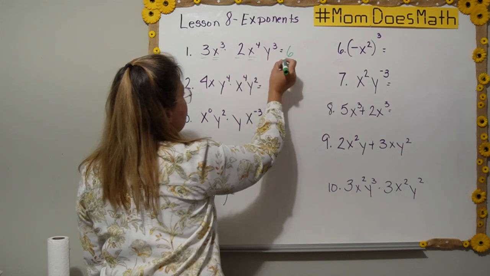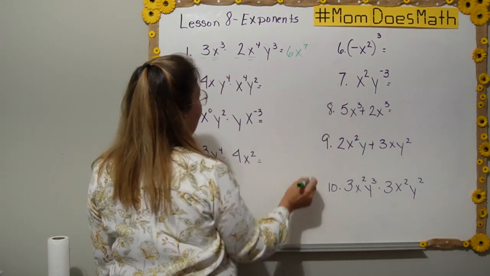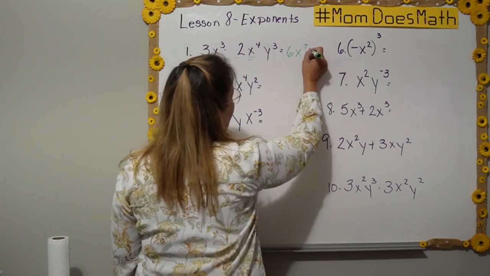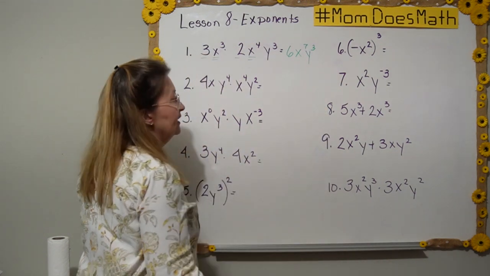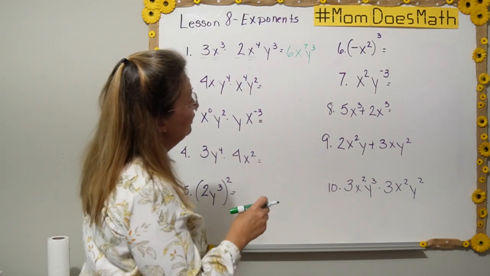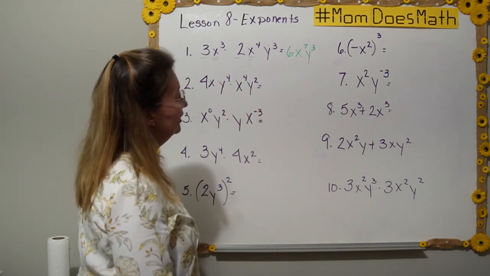X to the third times x to the fourth, I'm going to add and get x to the seventh, and then I have that y to the third. So check it, it's simplified, there are no negative exponents, and my letters are in alphabetical order.